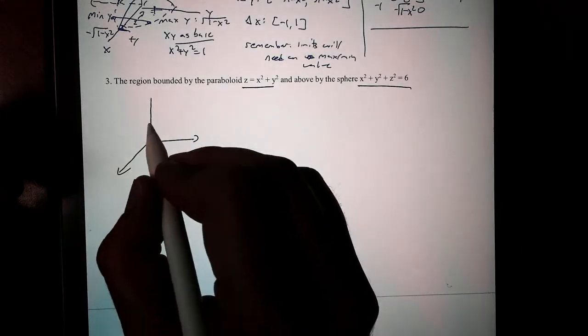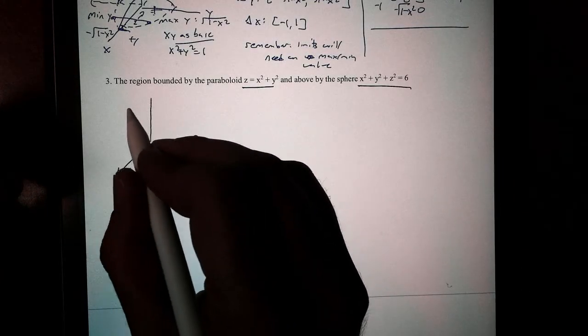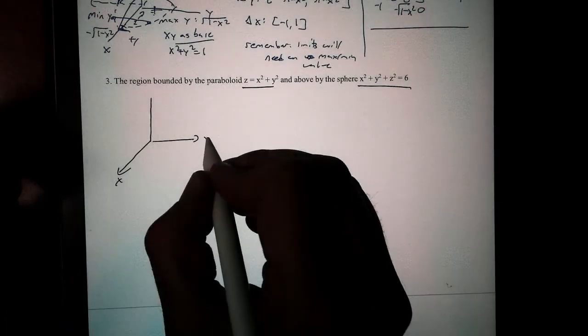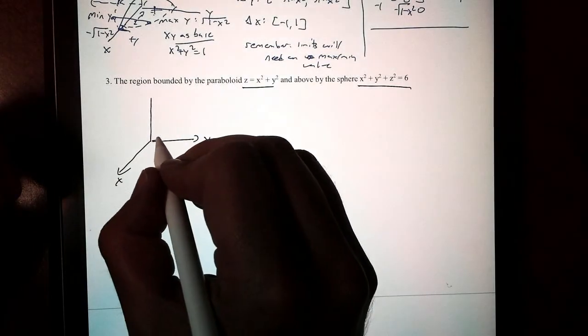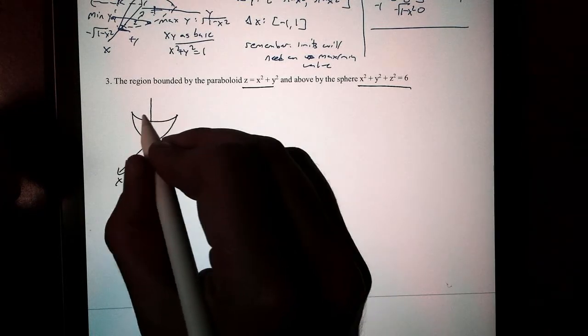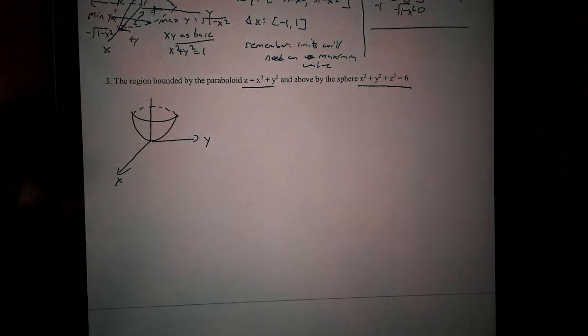The paraboloid is going to be opening up along the z-axis, so it's going to look kind of like this. And it's going to go around and around like so.